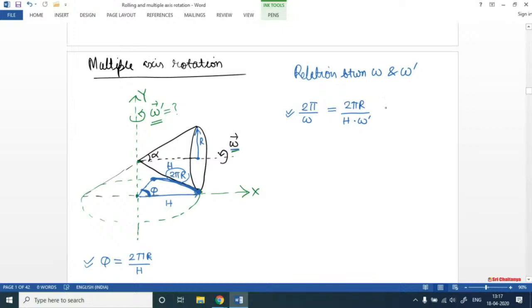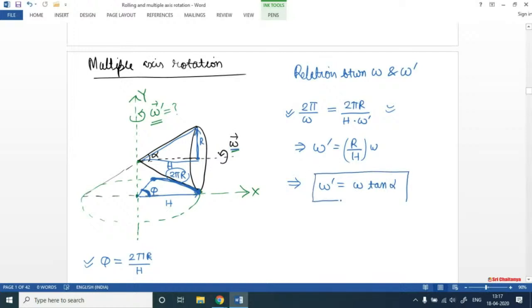So this is the relationship. We have equated the time to complete this one rotation, or for this point to move from here to here, so that will be equal. That will give us simply omega dash is equal to r by h times omega. And looking at the geometry of this triangle here, r by h is nothing but tan alpha, so you can simply write omega dash will be equal to omega times tan alpha.